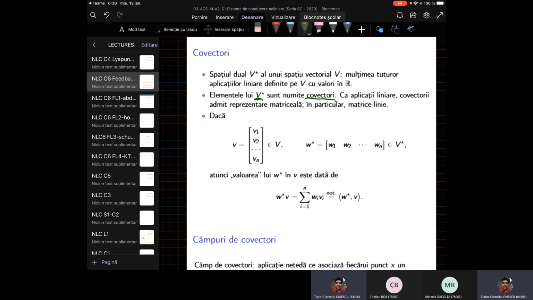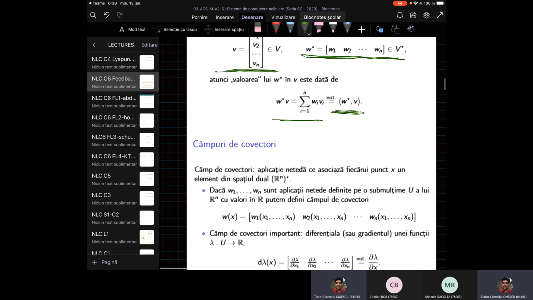Since the elements of V star are linear applications, they can be written as a matrix. So if V is a vector like this, standing up, W star, which is the covector, is usually a line. So W star composed with V yields a scalar product defined like this. Please note that these are all notions of differential geometry. They are not very simple, but they are kind of useful.